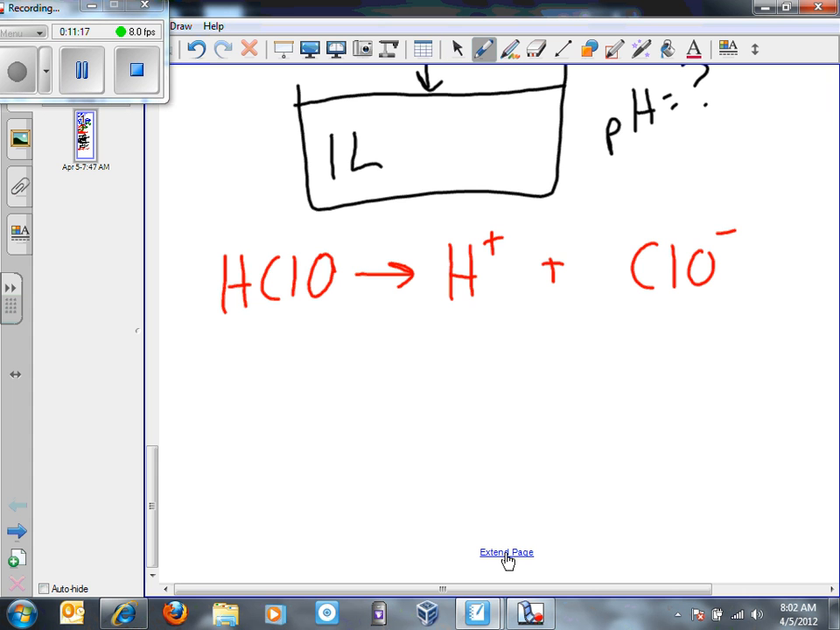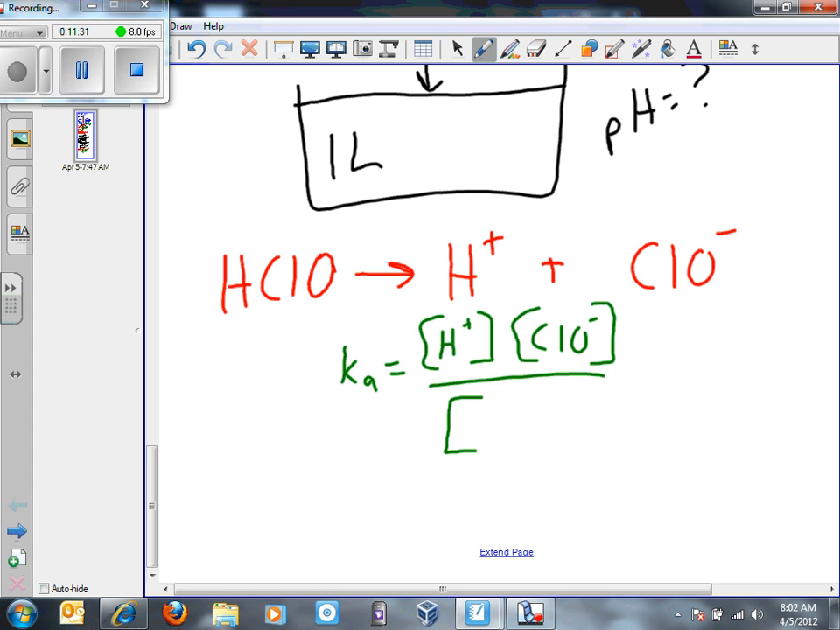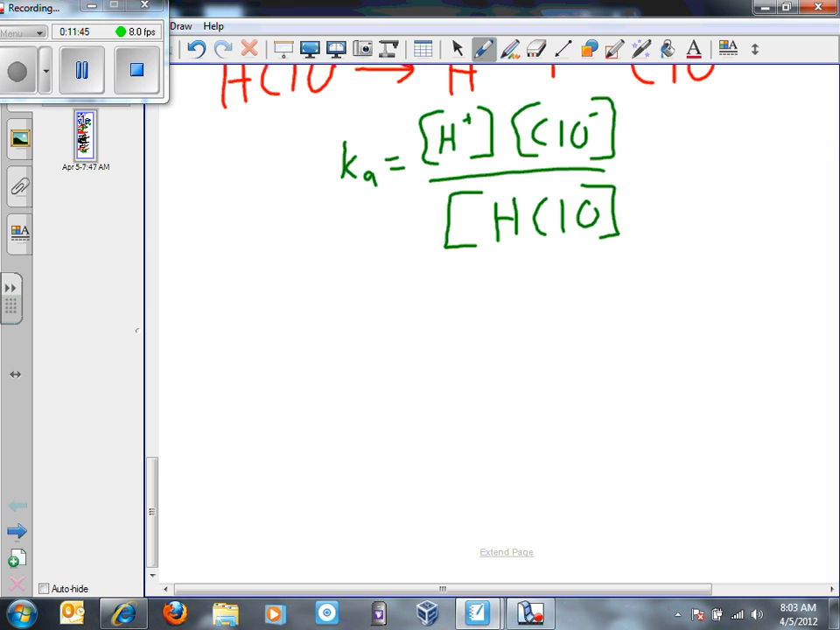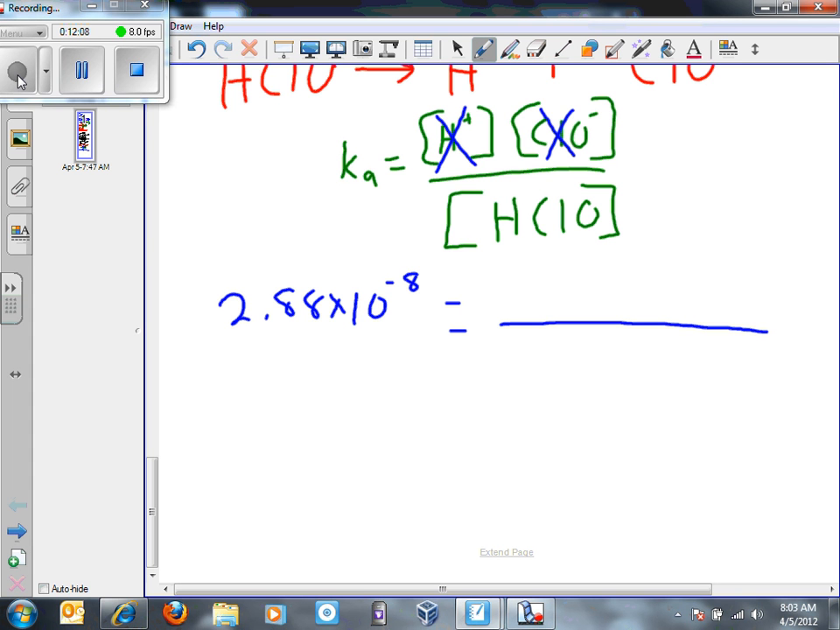Then I set up my equation. My Ka is equal to the product of my positive and negative pieces, divided by the acid concentration, which in this case is just what we started with. Our Ka for this is 2.88 times 10 to the negative 8th. And that's going to equal x squared, because these have to be the same number since they come from the same piece, and there's only 2 pieces per big piece. It's divided by what we started with, which is 0.02.